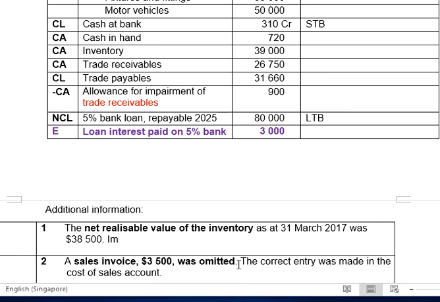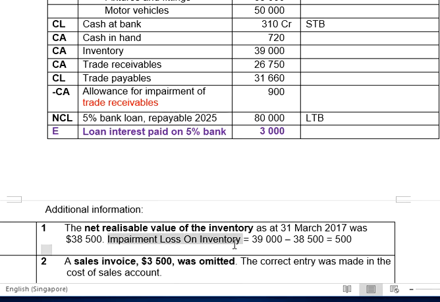It is called impairment loss on inventory. This is equal to the cost price minus the net realizable value, giving you a potential loss of $500.